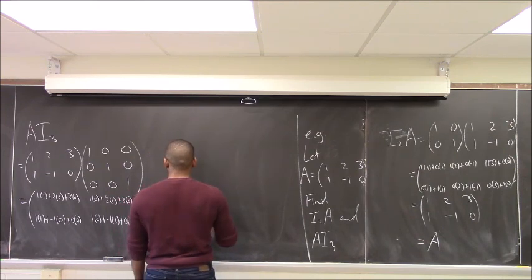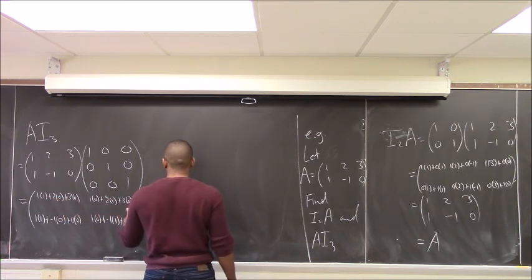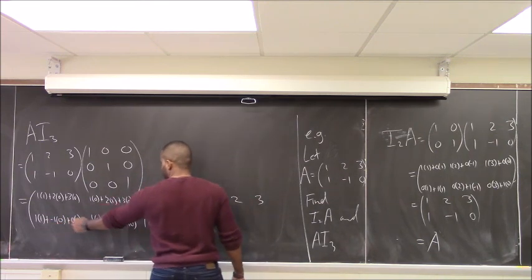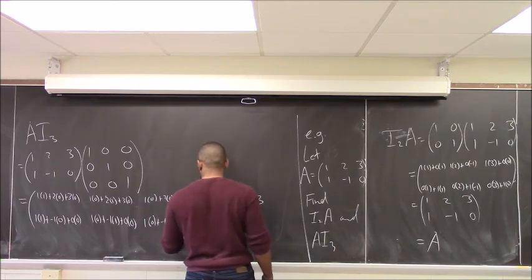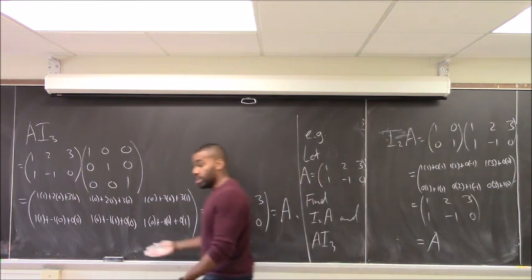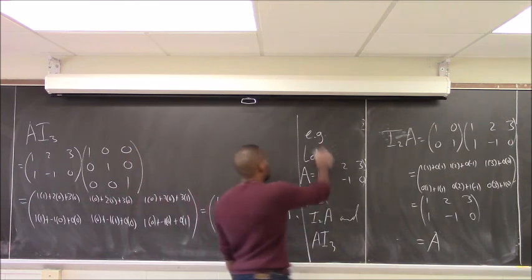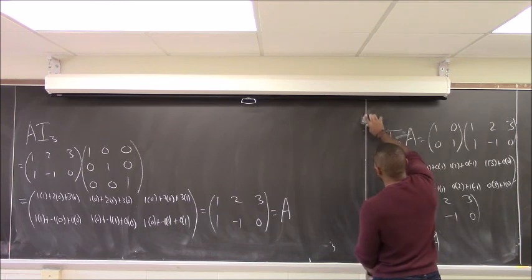And if you simplify that, you would again get 1 plus 0 plus 0, 0 plus 2 plus 0, 0 plus 0 plus 3, 1 plus 0 plus 0, 0 plus minus 1 plus 0, and 0 plus 0 plus 0. You're going to get A. And that's not a coincidence, it's always going to happen. Once your I matrix is the right size, if you multiply it by anything, it gives you the matrix that you multiplied by. It gives you the identity of the guy you multiplied by. So therefore it's called the identity matrix.